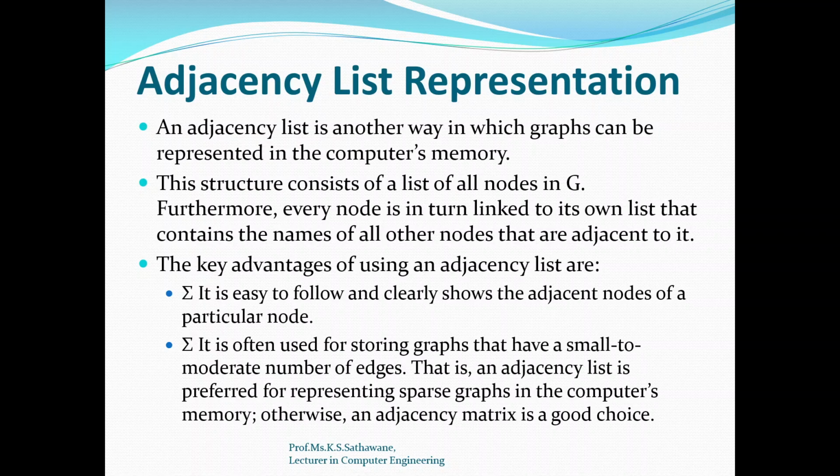So an adjacency list is another way in which graphs can be represented in the computer's memory. The structure consists of a list of all nodes in G. Furthermore, every node is in turn linked to its own list that contains the names of all other nodes that are adjacent to it. The key advantages of using an adjacency list are that it is easy to follow and clearly shows the adjacent nodes of a particular node, and it is often used for storing graphs that have a small to moderate number of edges. That is, an adjacency list is preferred for representing sparse graphs in the computer's memory. Otherwise, an adjacency matrix is a good choice.